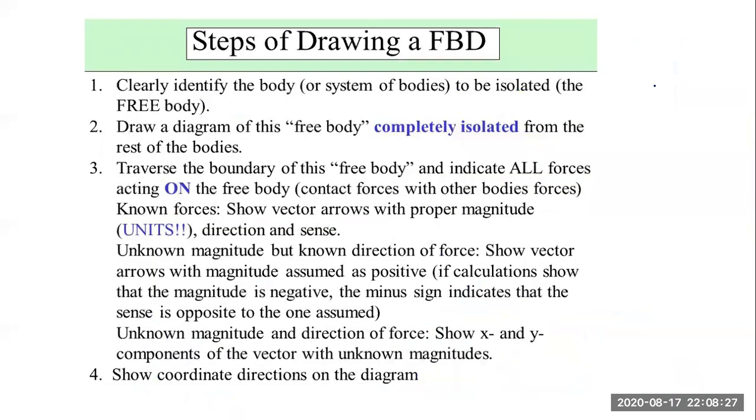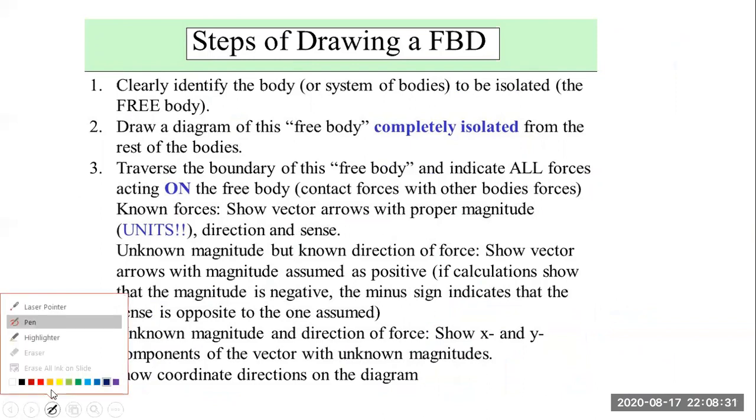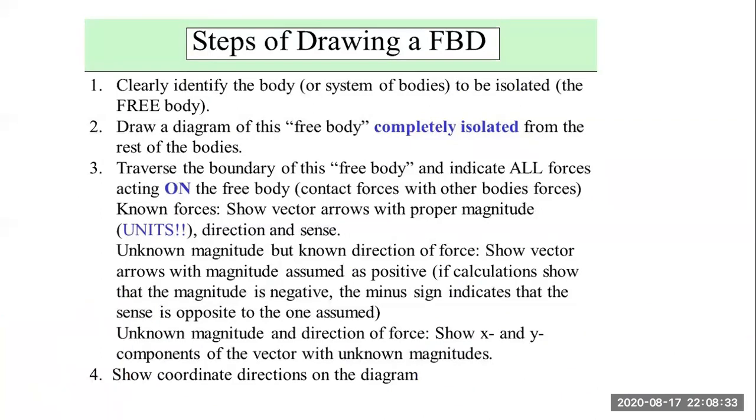What are the steps of drawing a free body diagram? First we have to identify the body or the system, and then isolate it from the surroundings. Next, draw the free body which is completely isolated. First we have to identify what to isolate, then we have to draw according to the isolation without drawing the joints and supports.